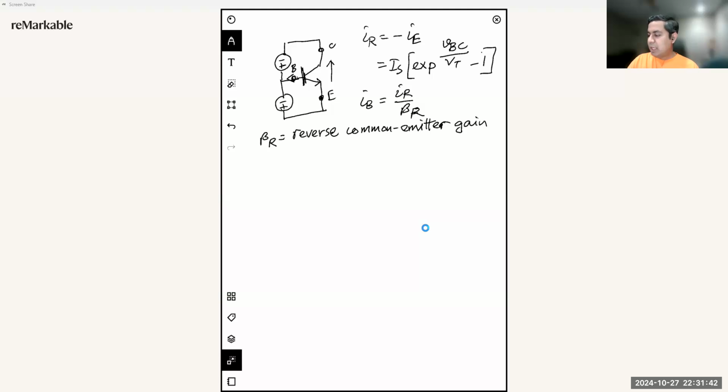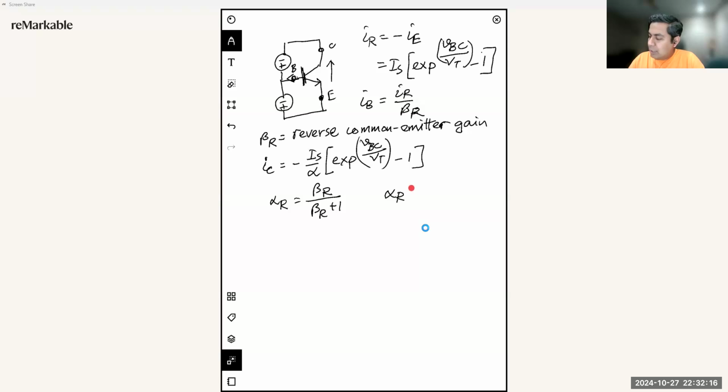And then similarly, if we write the collector current IC, which will be minus IS by alpha e to the power VBC by VT minus 1. And then again, alpha R, we can write it as beta R by beta R plus 1. Again, the alpha R value can be less than 0.95, but it should be greater than 0.